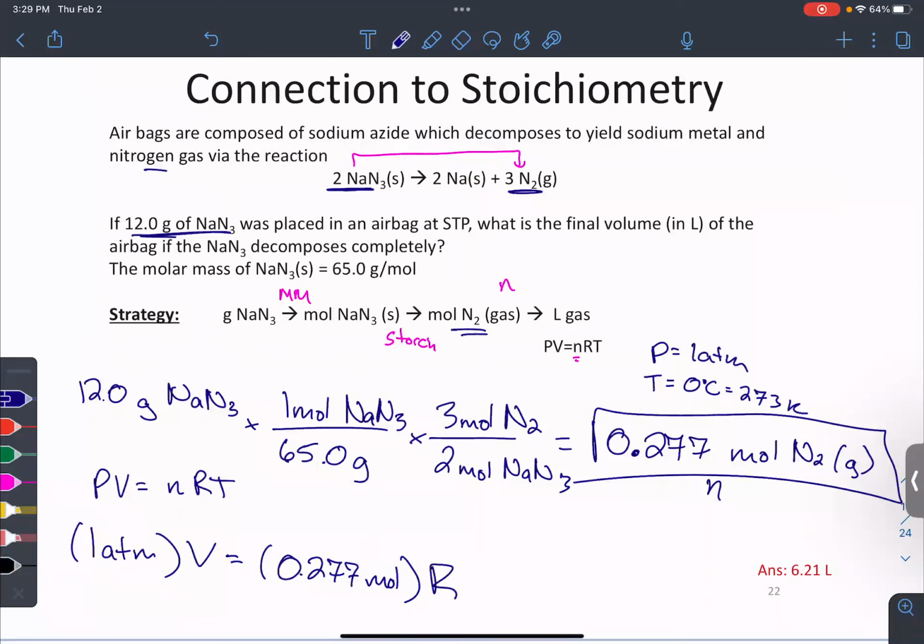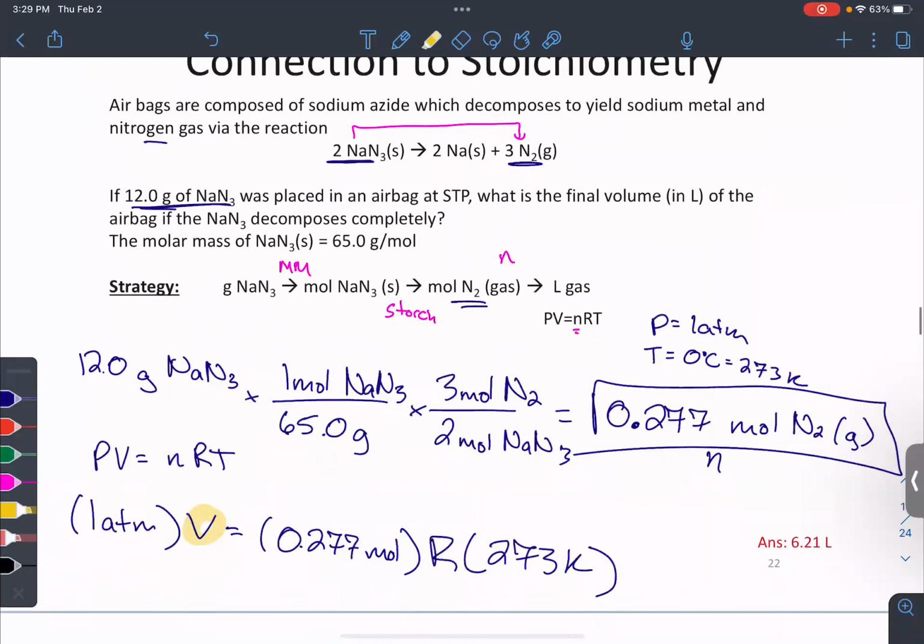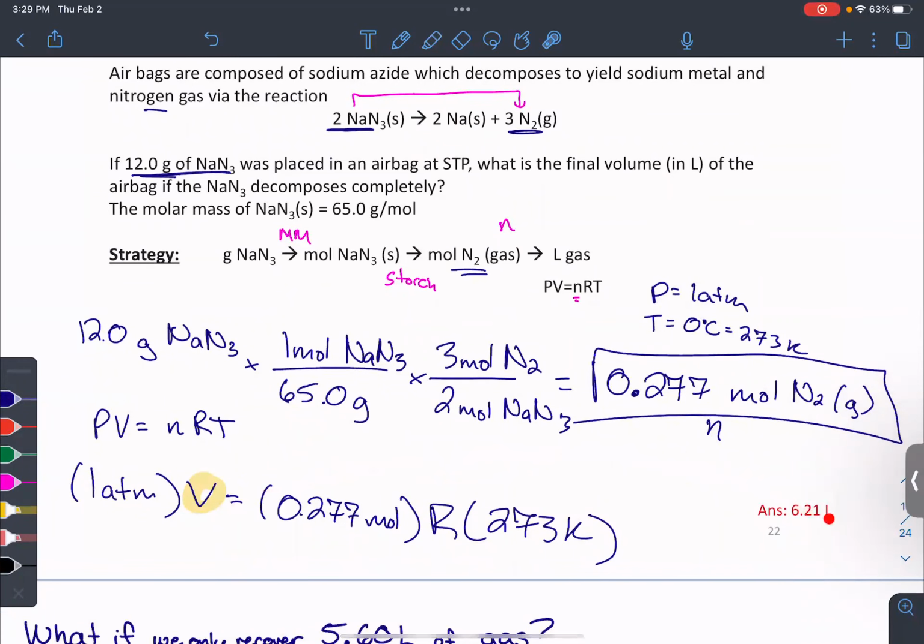Times R, this is the same R, I just don't feel like writing it, times 273 Kelvin. All right, and so you solve for volume here, and that's what you get. You get 6.21 liters of volume. So if you put that in your airbag on your steering wheel, isn't that crazy to think?